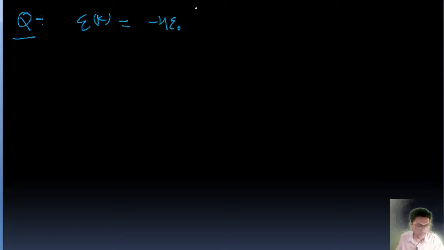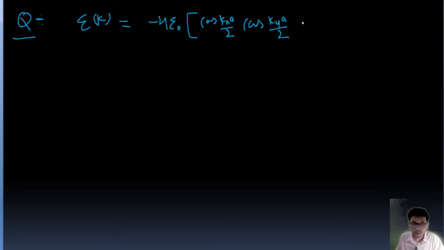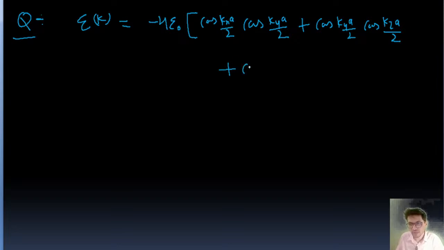So I'm solving a question. The question is, we have been given the dispersion relation, E as a function of k, equal to minus 4 epsilon 0 times [cos(kx a/2) cos(ky a/2) + cos(ky a/2) cos(kz a/2) + cos(kz a/2) cos(kx a/2)]. Okay, so this is the dispersion relation which is given, guys.